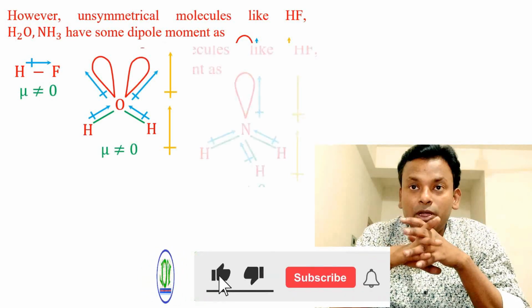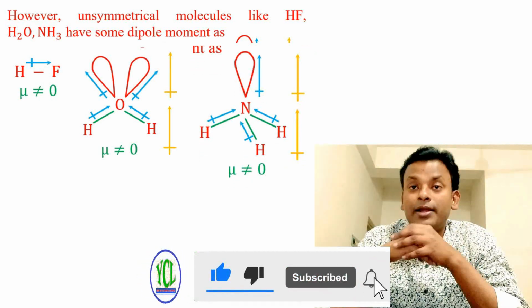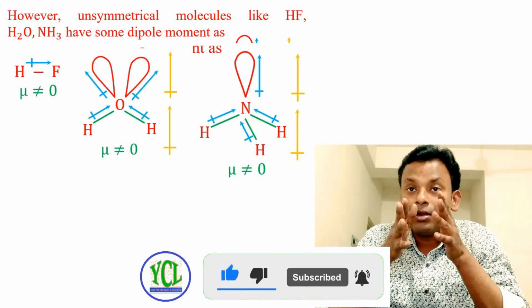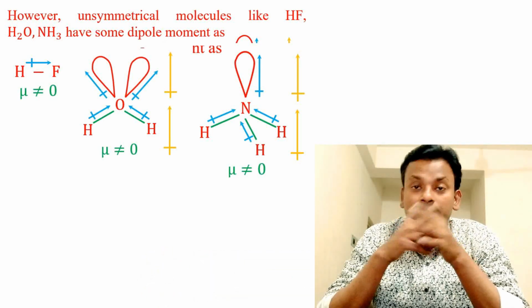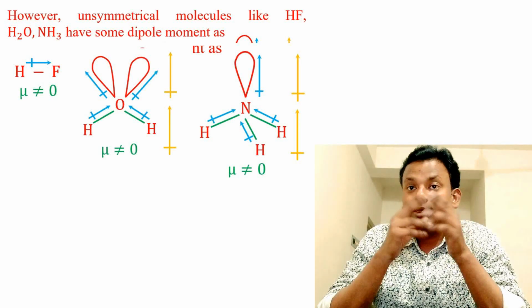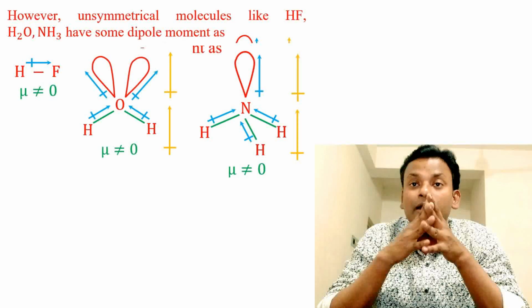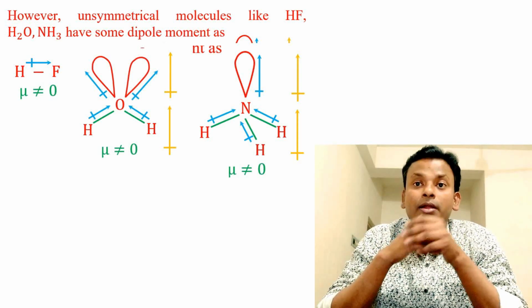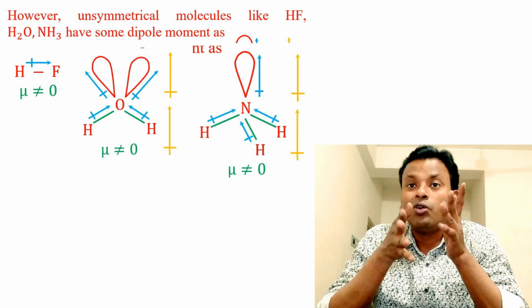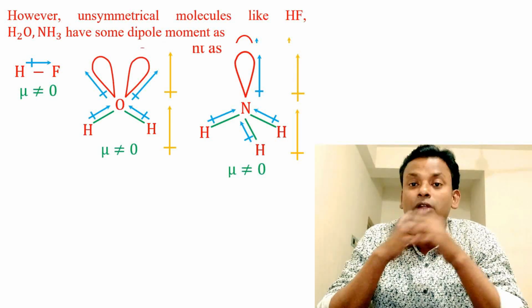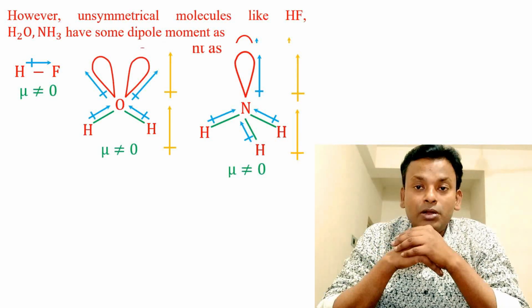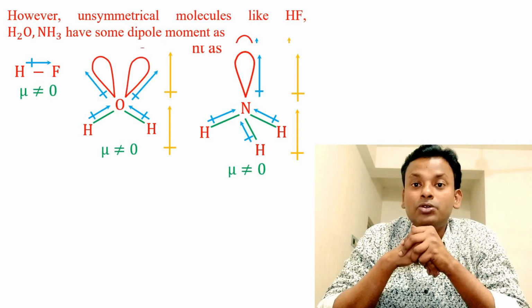In the NH3 molecule, there is 1 lone pair and a tetrahedral structure, and here the 3 NH bonds give a residual dipole moment, positive towards the negative in this direction, and the 1 lone pair has this direction. So they are in the same direction, so the dipole moment is mu not equal to 0.